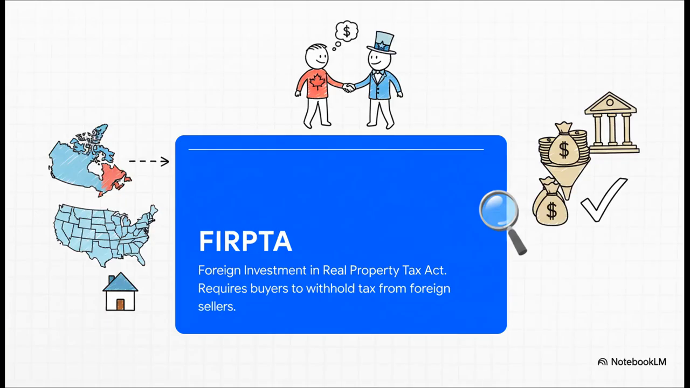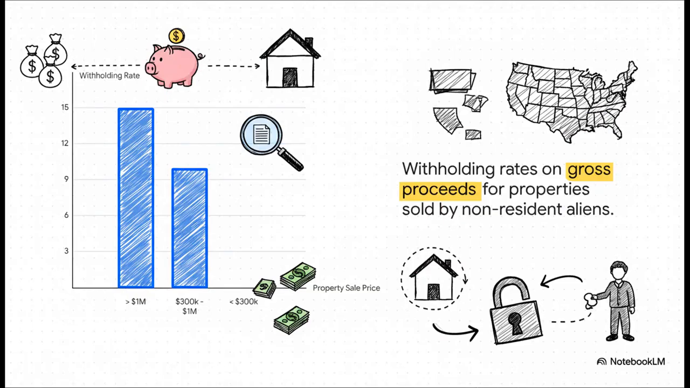So let's say you're a Canadian and you sell your condo in Florida. A U.S. law called FIRPTA kicks in, and this is where it gets a little weird. The responsibility for the tax isn't on you, the seller, it's on the buyer. The person buying your property is legally required to hold back a big chunk of the sale price and send it straight to the IRS, just to make sure any potential capital gains tax gets paid. And we are not talking about a small amount of money here.